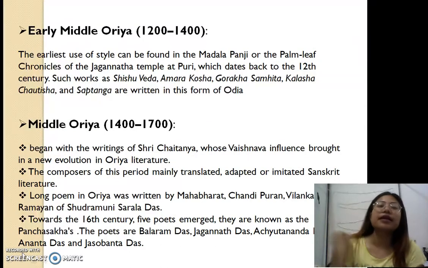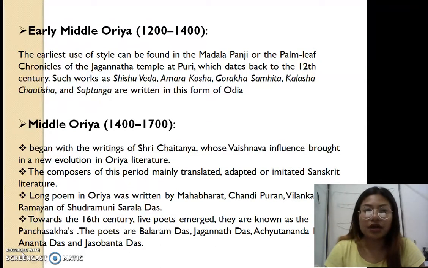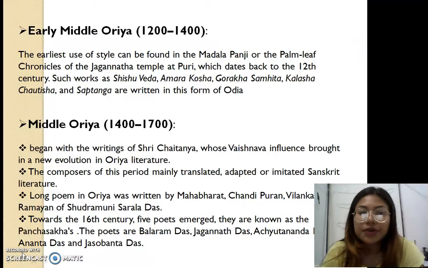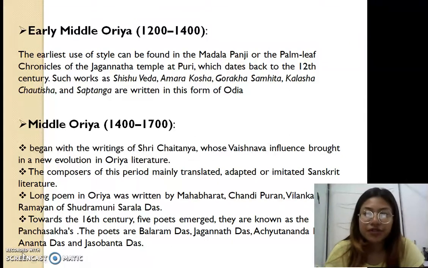It is followed by the Early Middle Oriya, which started from 1200 and continued to 1400. The earliest use of this style can be found in the Madala Panji, or the palm leaf chronicles of the Jagannath temple at Puri, which dates back to the 12th century. Such works as Shishuveda, Amarakosha, Gorakha Samhita, Kalasha Chautisa, and Saptanga are written in this form of Oriya.